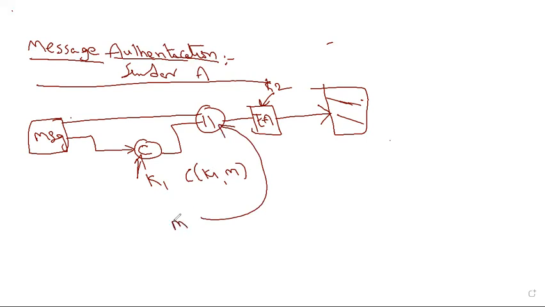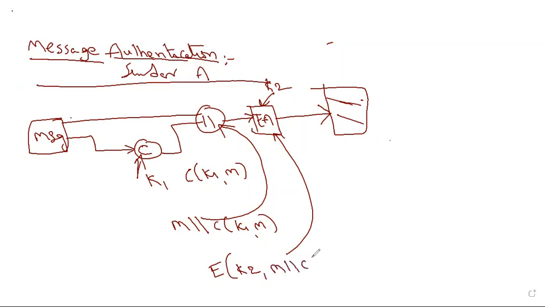M concatenated with C of K1 comma M. This is the message finalized up to this point. But then we are encrypting the data by using K2. The encryption algorithm is E. This encryption algorithm receives the key K2 and the message M concatenated with the MAC code. This is the message finalized at the sender side.